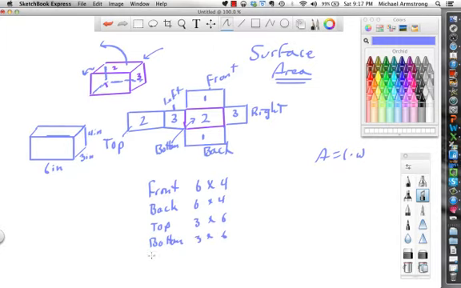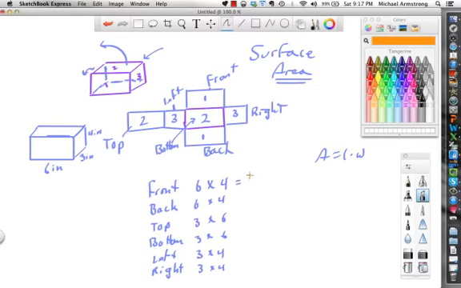And then we have a left and a right. And this is where it gets kind of crazy. 3 times 4, 3 by 4. And the right is 3 by 4, and the left is 3 by 4. We've got this whole set. And we have to find the surface area by finding all of the areas, all 6 areas, 1, 2, 3, 4, 5, 6. There's 6 sides, and basically adding them together. And it shows you how to do this in the book.